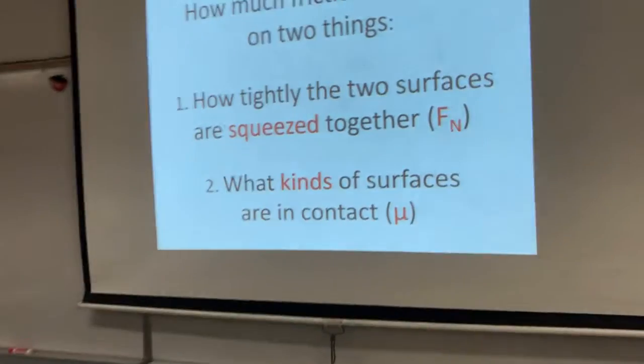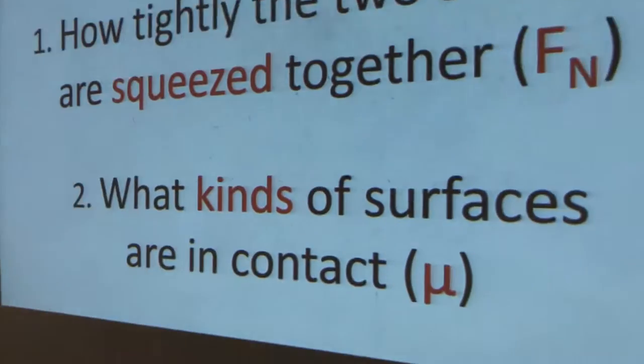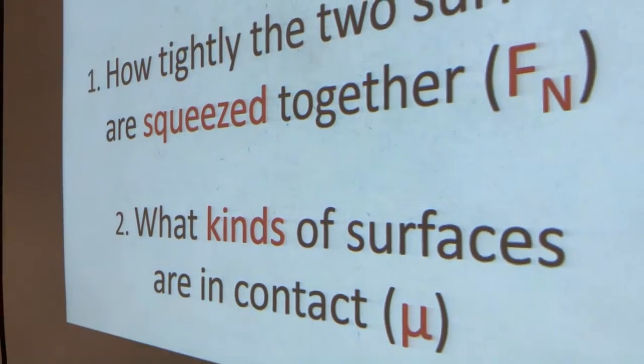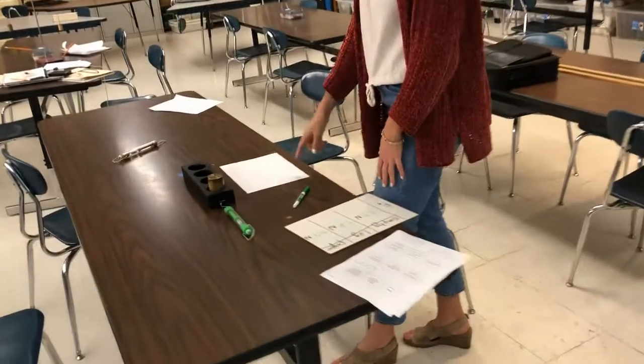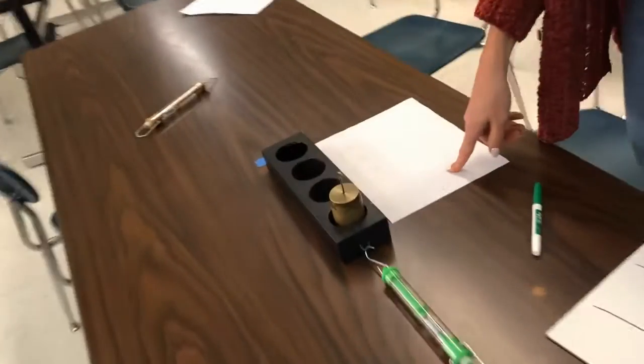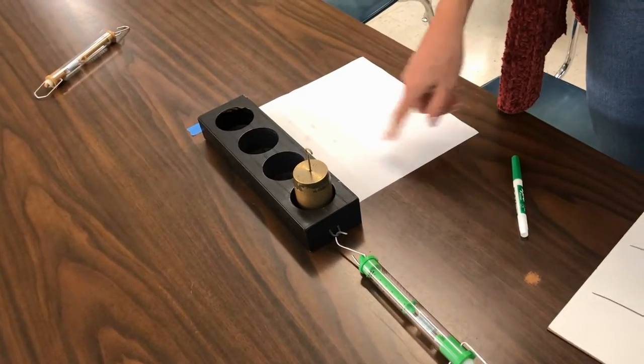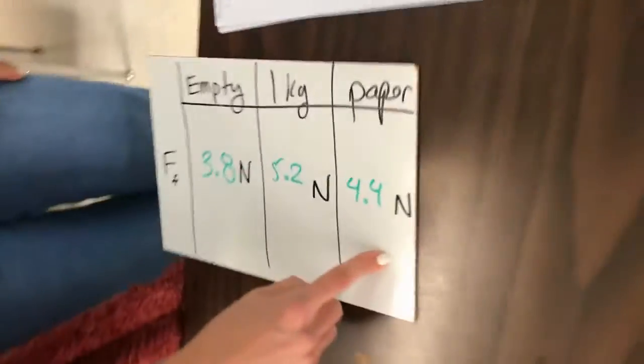That's right. The other question is, what kinds of surfaces are in contact? And so we changed this up by adding the paper underneath. And instead of the block to the table, we had the block to the paper. Yeah, and again, we see a difference in the forces. Yep, that determines the force.